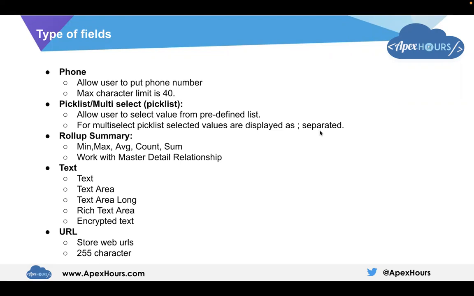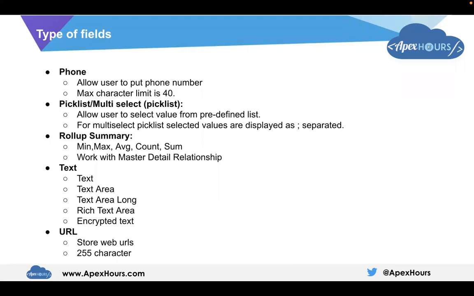Roll up summary. When we have a master detail relationship, only then can we create roll up summary fields, and it has some predefined methods that can be utilized, like minimum, maximum, average, count, sum. Okay. These are the four or five methods which only can be utilized to roll up the data onto the parent side.